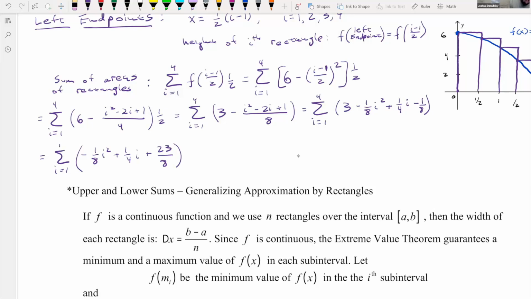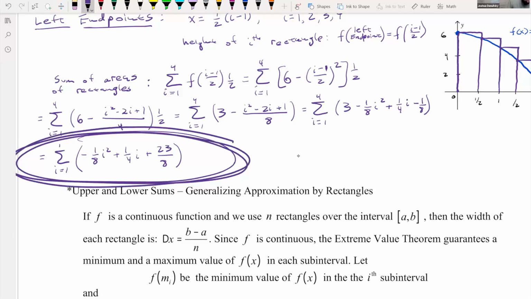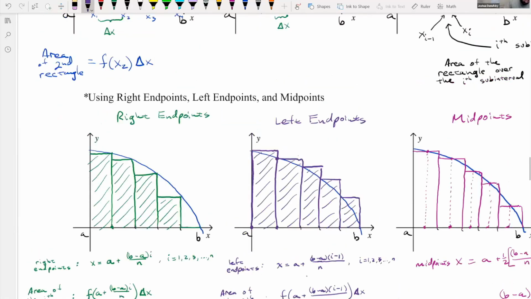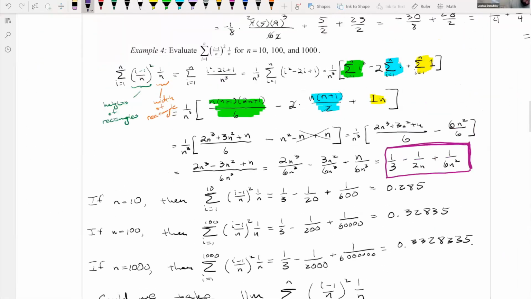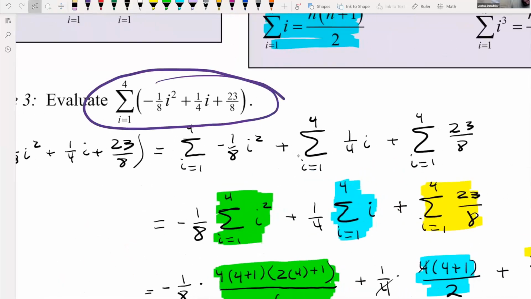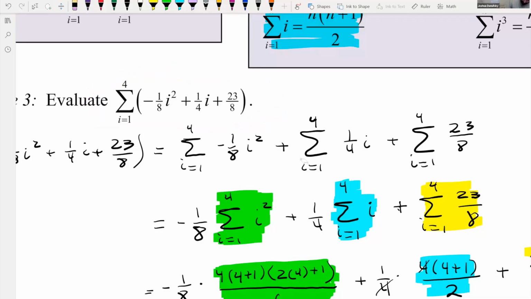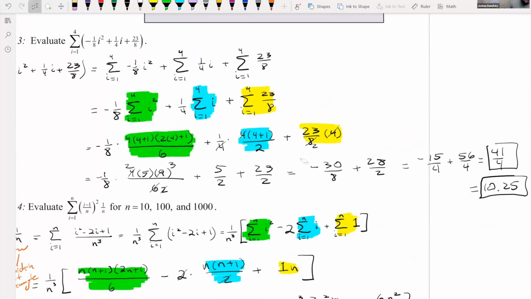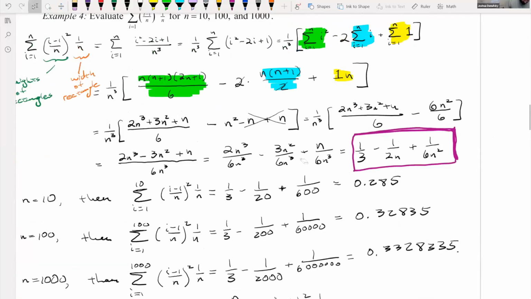Well, there's good news, because if you look at what you see right here, and then we scroll up to an example we did earlier, right here, it's this, isn't it? That's exactly what we just came up with using left endpoints on our function with 4 rectangles. Great, we've done this work. We know what this is. The result of this thing is 10.25. So which example was that? That was example 3.